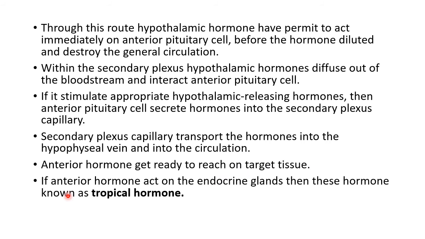Okay, we say that if the anterior hormone acts on an endocrine gland, then we know these hormones as tropic hormones. If the anterior hormone acts on a tissue, we do not change its name. It is an anterior hormone. If that hormone acts on an endocrine gland, you remember that its name is changed, and we then call it a tropic hormone.